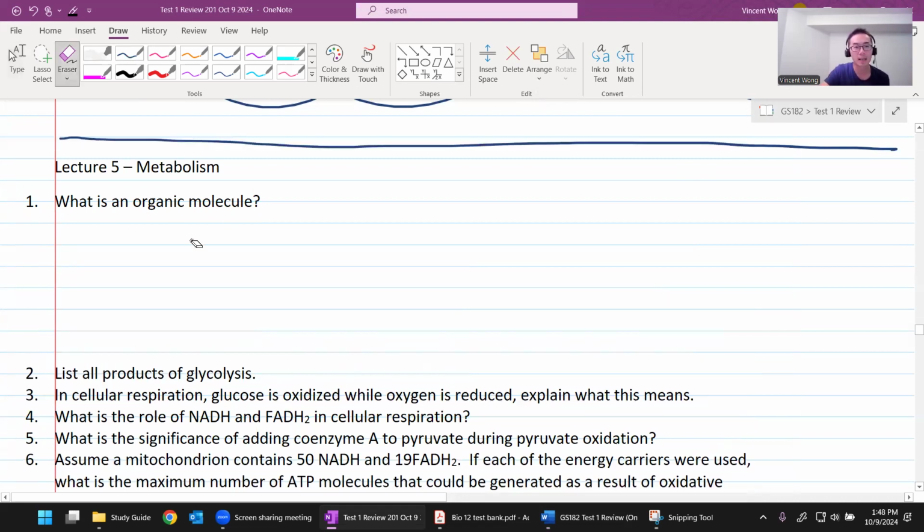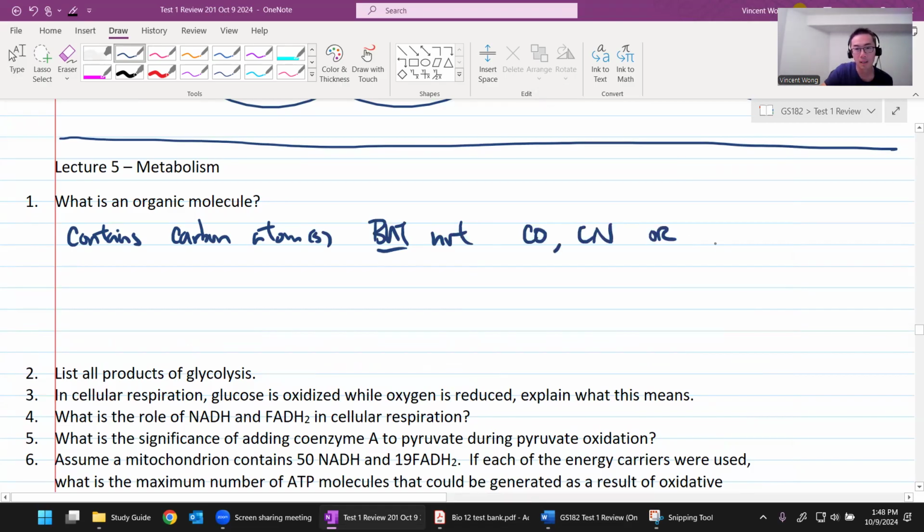What is an organic molecule? Okay, contains carbon atoms, right? But not CO, CN, or CO2. And so these are the exceptions.